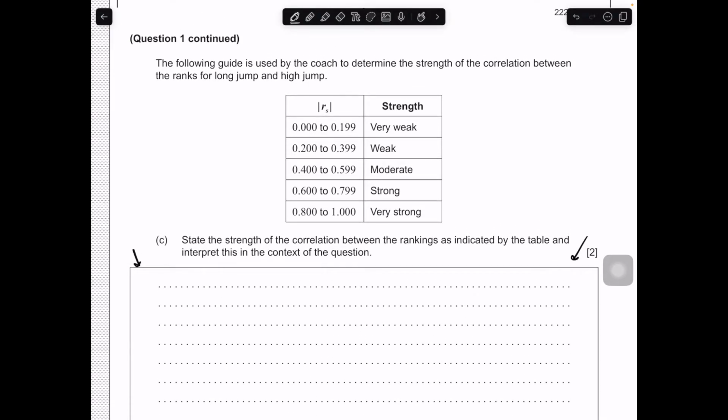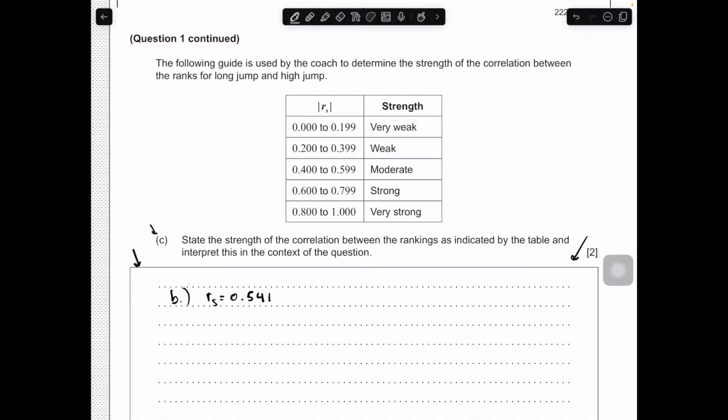So actually, let's do it. This is what we would probably put: rS is equal to 0.541. Part A is the ranking itself, so that's already done. All right, let's go on to C and see what we can do.